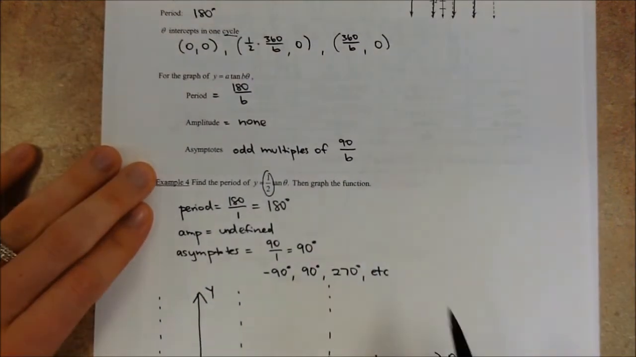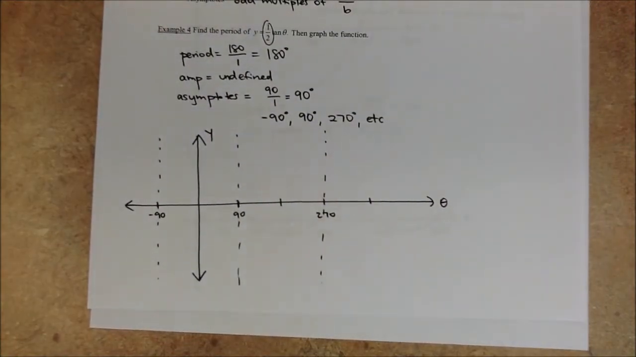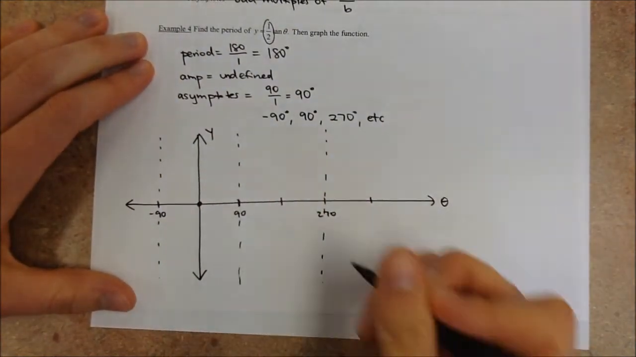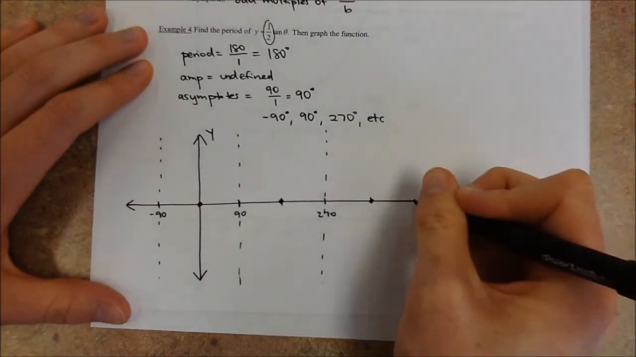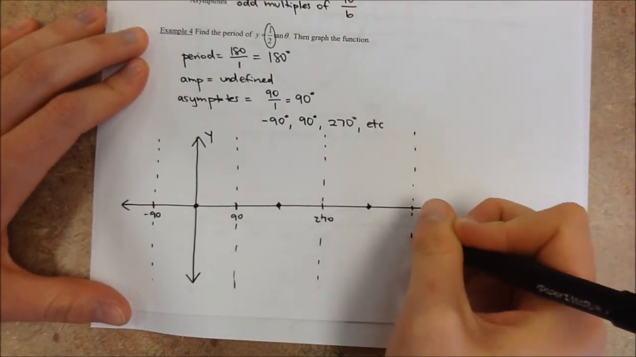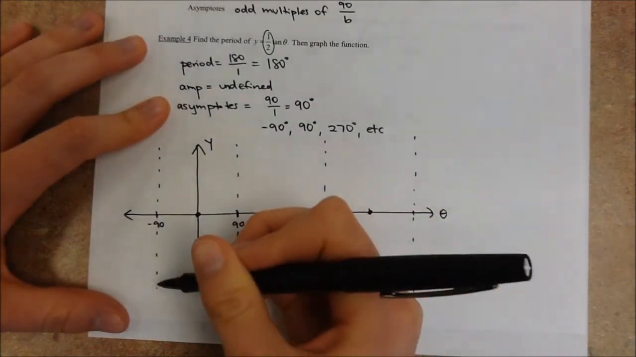All right, and then we mentioned up here the x-intercepts. So basically, at each other multiple of 90, you'll have an x-intercept. So you'll have one here, you'll have one here, here, and it'll just kind of repeat. So let's draw in another asymptote to kind of guide this one here. And then it basically just looks like this.